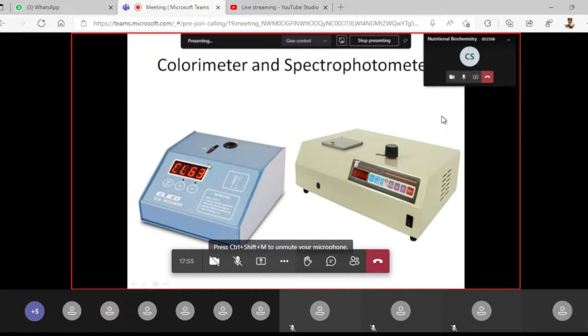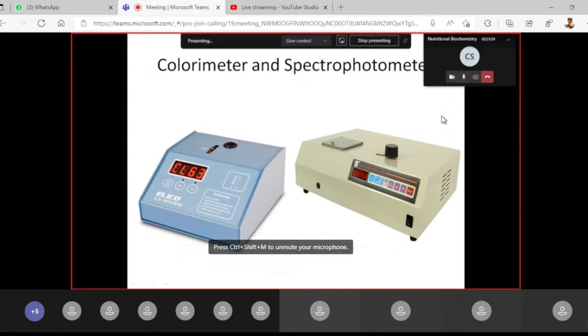Then check the value, and then you keep on placing the next sample with increasing color concentration, and you will observe here the value will be increasing. Even in this spectrophotometer, if you open this, you will have a place to keep a cuvette like this.